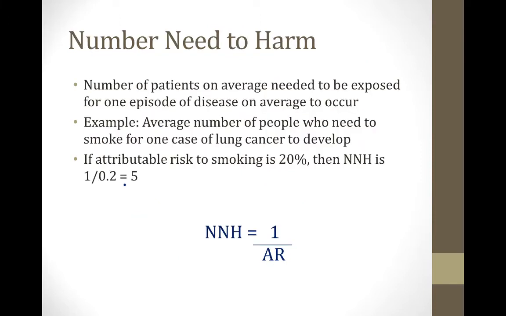Sometimes instead of attributable risk, a different number is reported called the number needed to harm. This number is related to the attributable risk, but it's different. The number needed to harm is the number of patients on average that need to be exposed for one episode of disease on average to occur. So for example, it's the average number of people who need to smoke for one case of lung cancer to develop. And this is calculated from the attributable risk by the equation shown on the screen here.